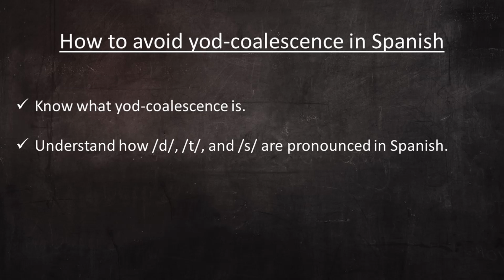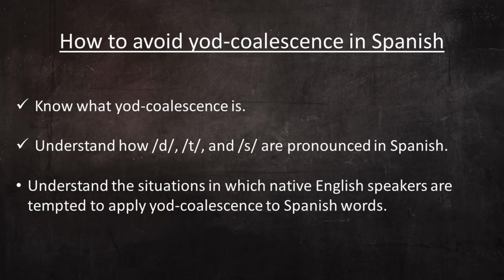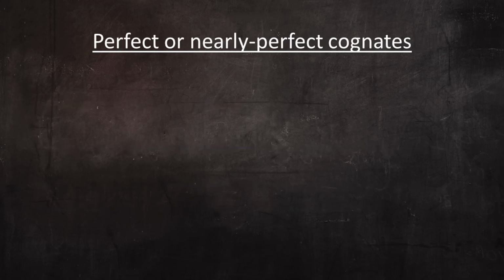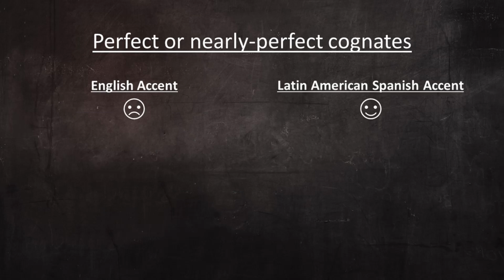Alright, check. The third step is to understand the situations in which native English speakers are most strongly tempted to apply yod-coalescence to Spanish words. Let's take a look at them now. By far the most common is Spanish words that are perfect or nearly perfect cognates with English words pronounced with yod-coalescence. Observe these Spanish words pronounced first with English-style pronunciation and then with more accurate Spanish pronunciation.